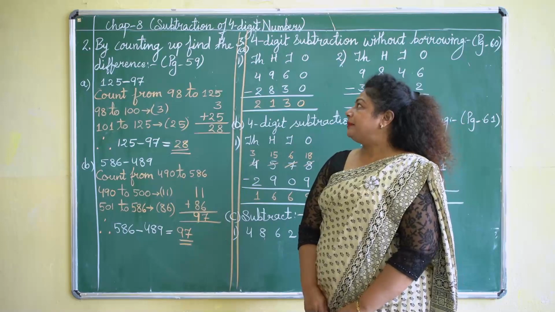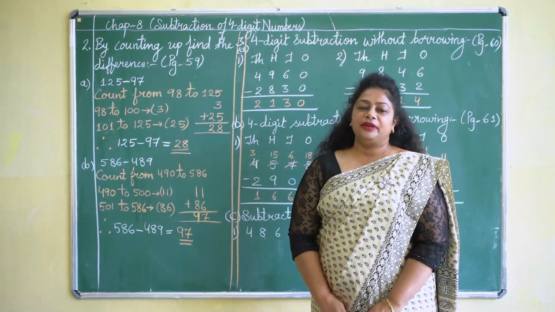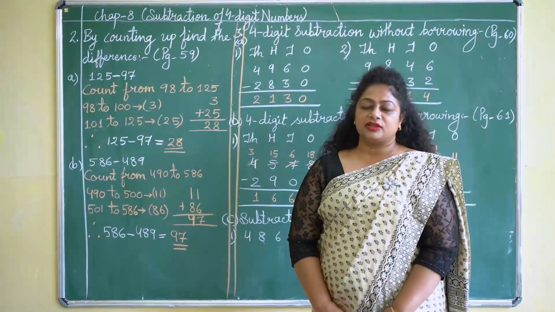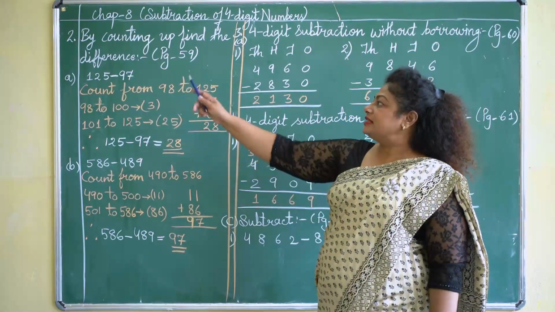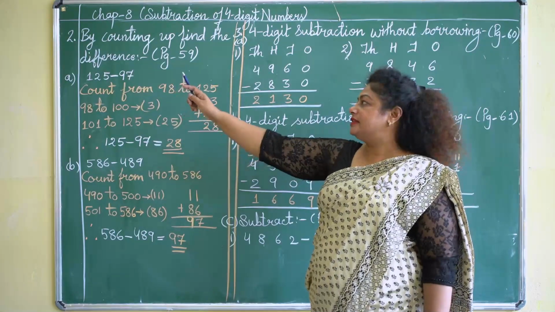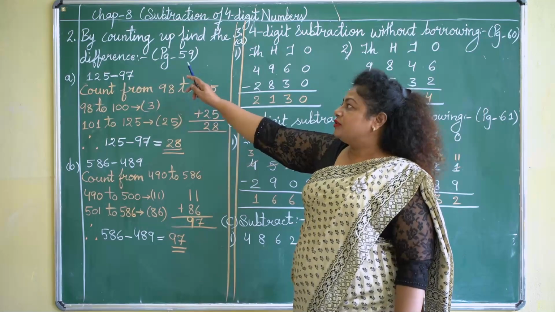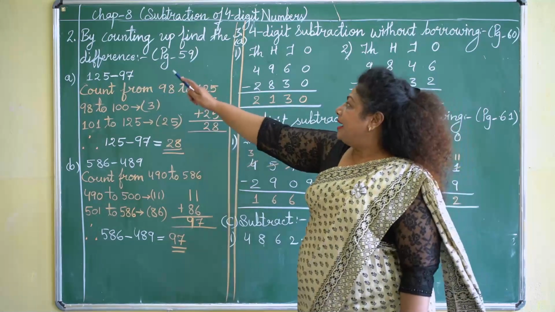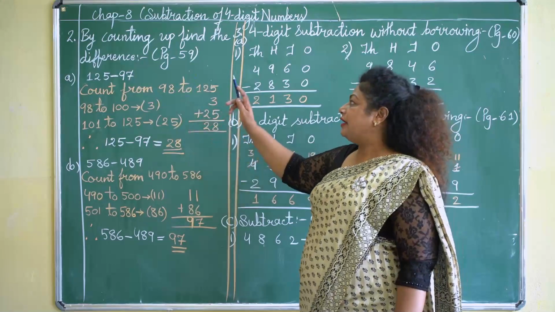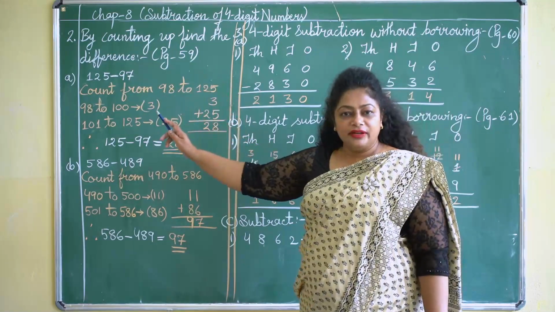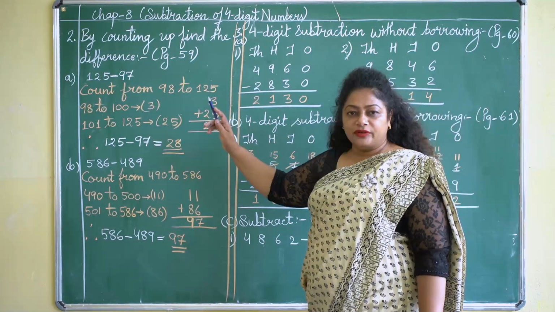Let us start with chapter 8, subtraction of 4-digit numbers. Since we have done 3 questions or exercises of chapter 8 in the previous class, let us continue with the second question, which is given on page number 59. So I am reading the question now. By counting up, find the difference. That means we have to find the difference of the given numbers by counting up. Okay, children? That means forward counting.